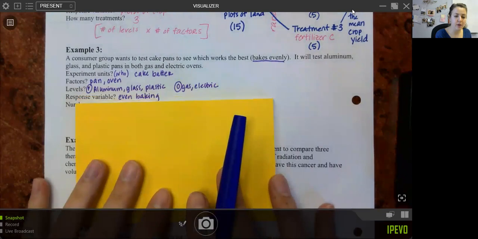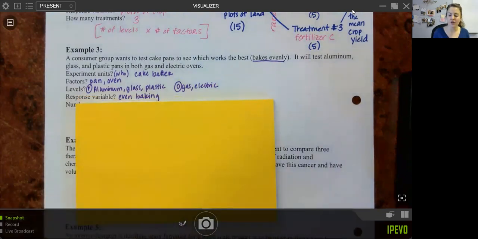Now, the response variable is what we want to see. What are we trying to test when this treatment is imposed to see what happens? We want to see which combo is going to give us the most even baking. That's our response variable. That's the response we're checking for.